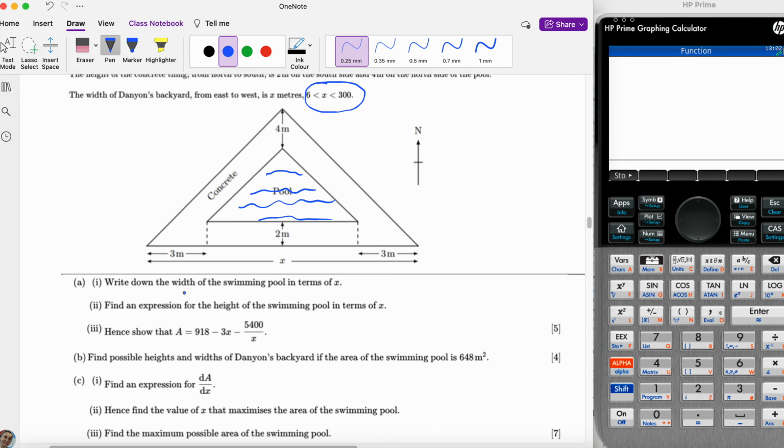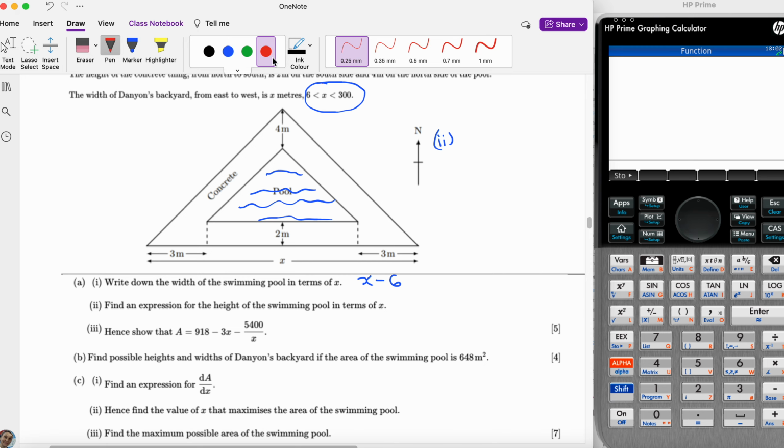So write down the expression for the width of the swimming pool in terms of X. Well, this is going to be our width, and the whole thing is X. It's just going to be taking off 3 from both sides, and we end up with X minus 6.